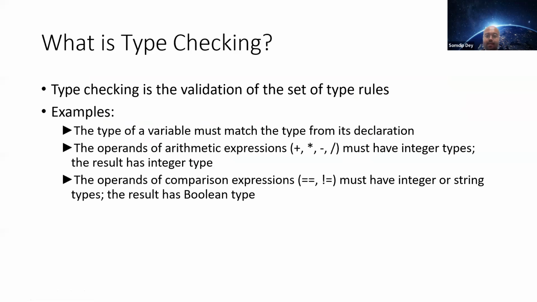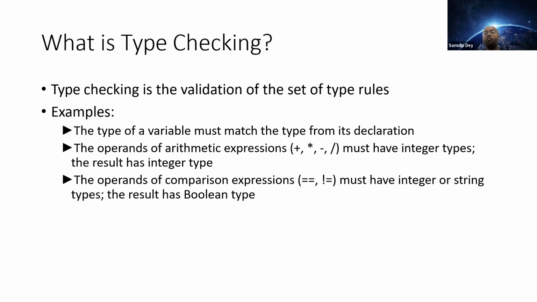So again, like a recap, type checking is the validation of a set of type rules. Examples include that the type of a variable must match the type from its declaration, and that the operands of arithmetic expressions such as plus, minus, multiplication, division must have an integer type. As you all know, as part of your program, you can't perform arithmetic expressions on strings, right? Most languages do not allow you to do that.